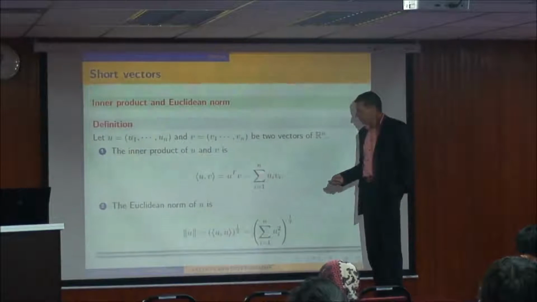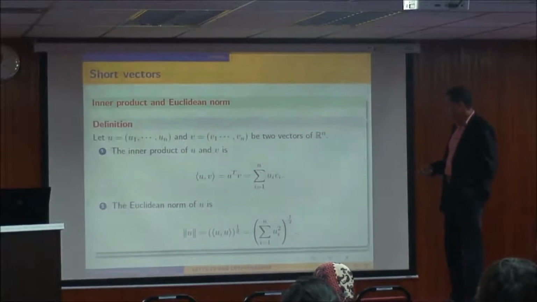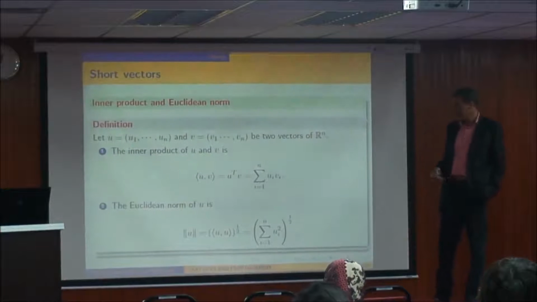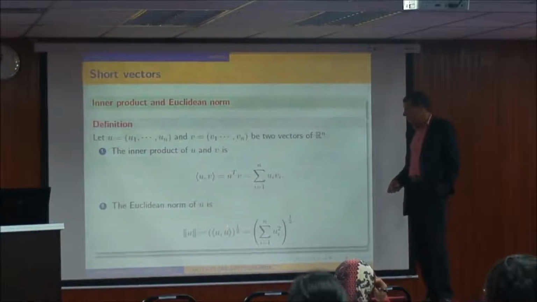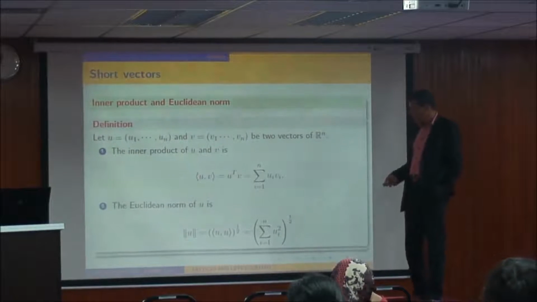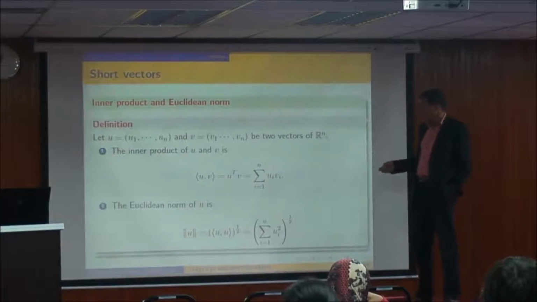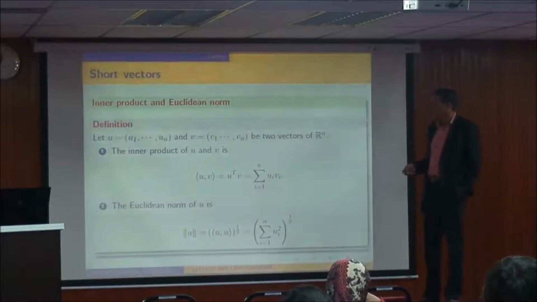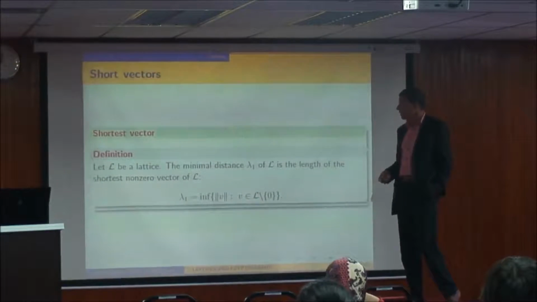Here the sum is from i = 1 to n of Ui times Vi, and you get the inner product of U and V. We can also get the Euclidean norm of vector U by using this definition. It's simply the inner product of U by itself, and after that we take the square root. So this is the inner product, and this is the Euclidean norm, and we will use these definitions for a basis of a lattice.